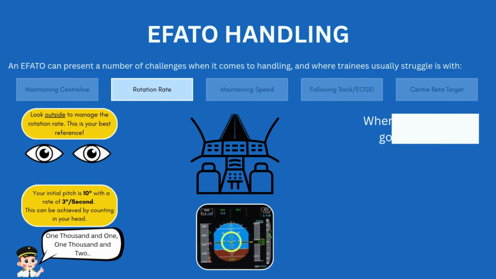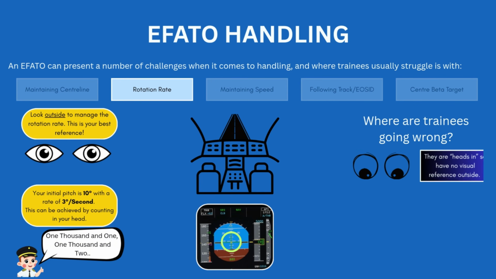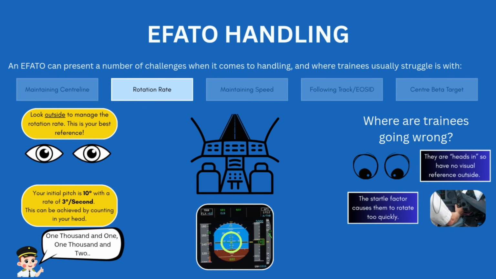So where are trainees going wrong? Similar to the previous slide, they are heads in, so have no visual reference outside. As a result, their rotation rate is usually too quick. As this becomes harder to judge, the startle factor causes them to rotate too quickly, or they rotate too slowly, which is also dangerous, as it can affect obstacle clearance.